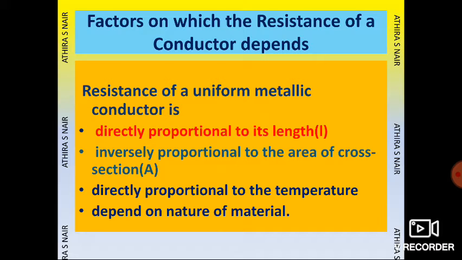Thinner wire shows more resistance than a thicker wire. In a thicker wire, electrons can flow through a large area. That's why it shows less resistance.